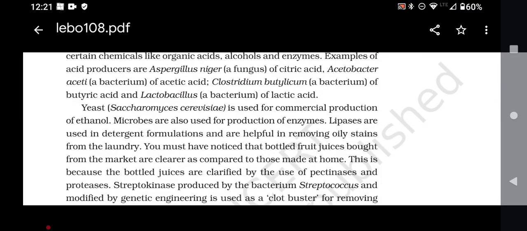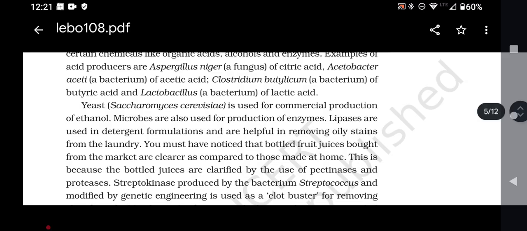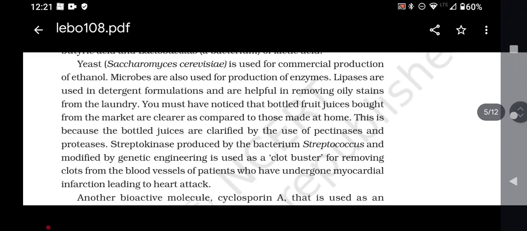Microbes are also used for production of enzymes. Lipases are used in detergent formulations and are helpful in removing oily stains from the laundry. You must have noticed that bottled fruit juices bought from the market are clearer as compared to those made at home. This is because the bottled juices are clarified by the use of pectinases and proteases.